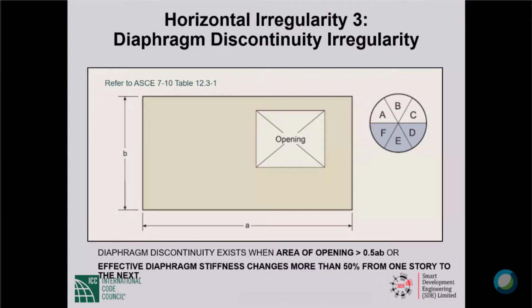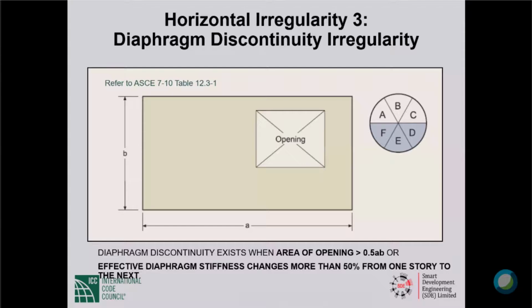Horizontal type 3, diaphragm discontinuity irregularity. Diaphragm discontinuity exists when the area of opening in the diaphragm is larger than 50% of A times B, the diaphragm area, or effective diaphragm stiffness changes more than 50% from one story to the next. Either case, you have a diaphragm discontinuity irregularity. The first one is pretty clear and unambiguous. The second one has been somewhat problematic over the years because this effective diaphragm stiffness is not defined.